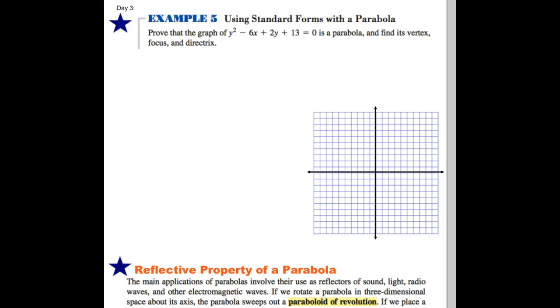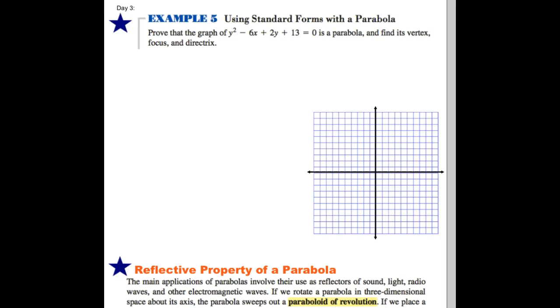So first one, it says prove that the graph of y squared minus 6x plus 2y plus 13 equals 0 is a parabola, and then find its vertex, focus, and directrix. What clue do you have that it's a parabola if they hadn't said it was? It has a y squared but not an x squared, right? That makes it a parabola. Or if it has an x squared but not a y squared, then it's a parabola. So we can kind of help narrow it down once we know all the different conics. That way, if it's just got one squared term, we know we're trying to make it look like a parabola.